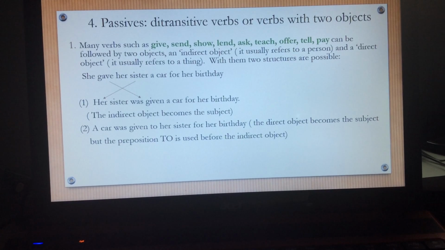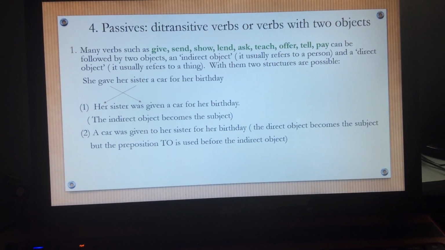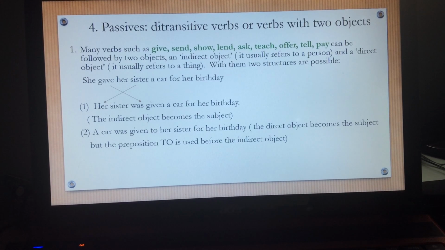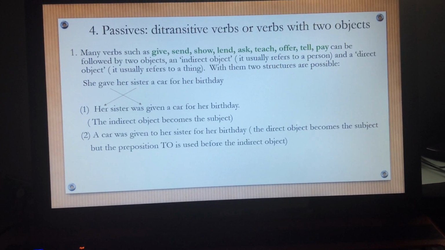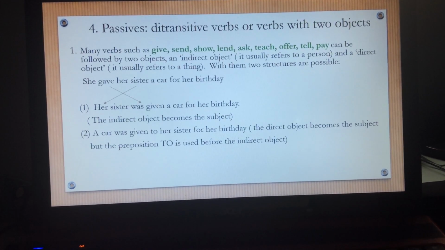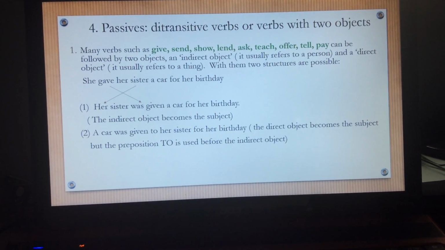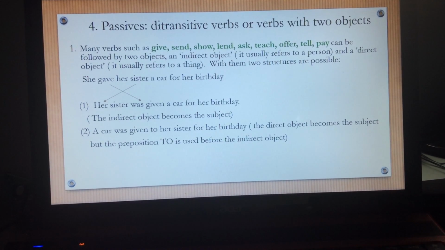The second possibility is when the direct object, that is the one that refers to a thing, becomes the subject of the passive sentence. A car was given to her sister for her birthday. In this case, the preposition to must be used before the indirect object. Otherwise, the transformation could be incorrect.